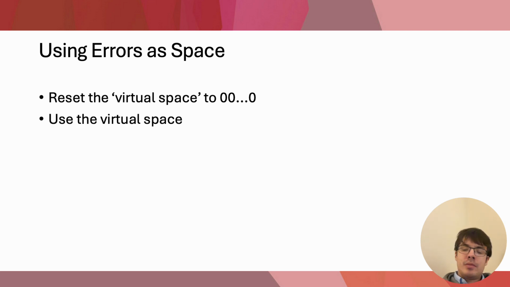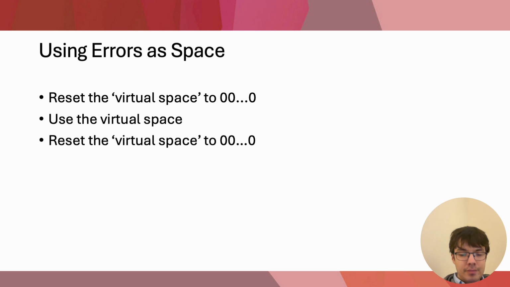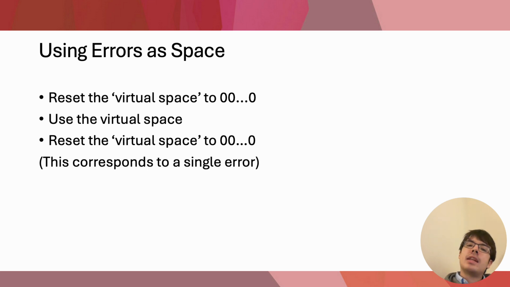Then we use this virtual space as we might in any computation, manipulating it using the techniques and the properties of mem of x. Finally, we reset the virtual space to the all zero state, and if we do this carefully, we can ensure that we end up in the same state we started in after resetting to all zeros. That means that we are now one bit flip away from the original state. This technique together allows us to simulate log C bits of clean space using one error.